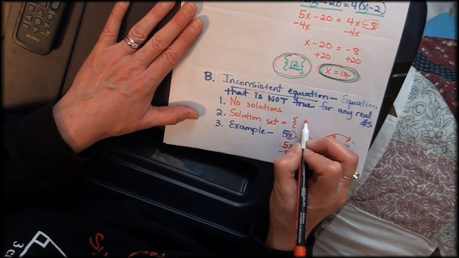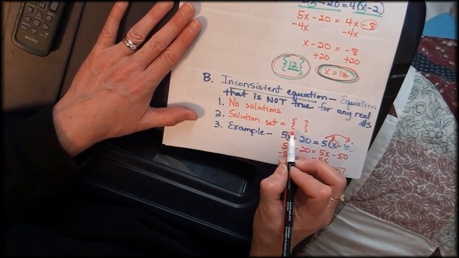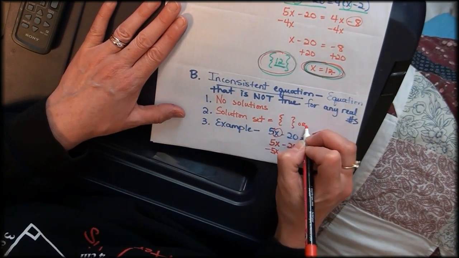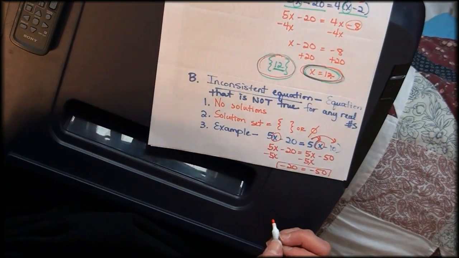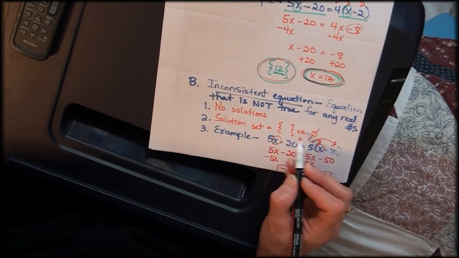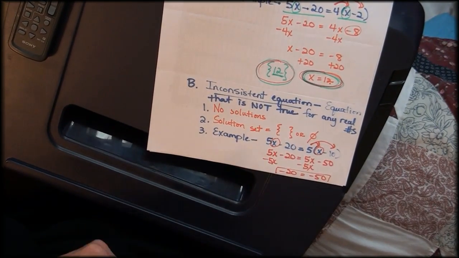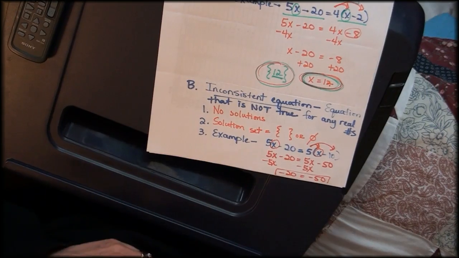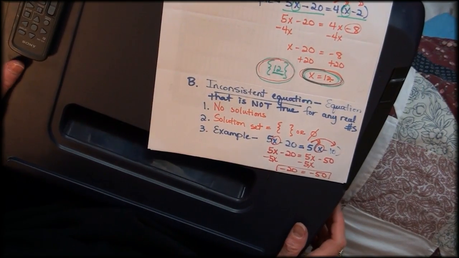Now we can write it this way. That's the set that's empty. Or remember, we said that we can write it as the null set. Null set and empty set are the very same thing. So that's how you write your answer if you have an inconsistent equation, meaning that absolutely nothing will work.